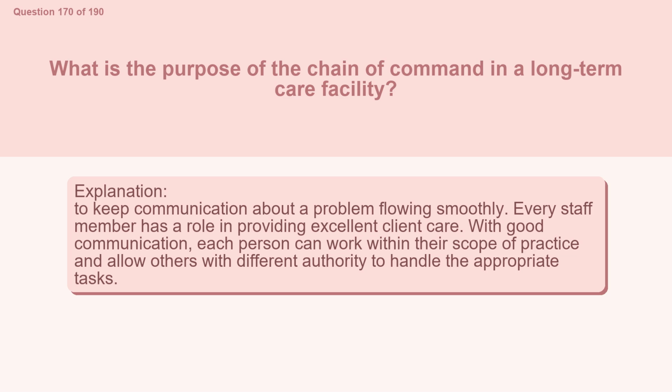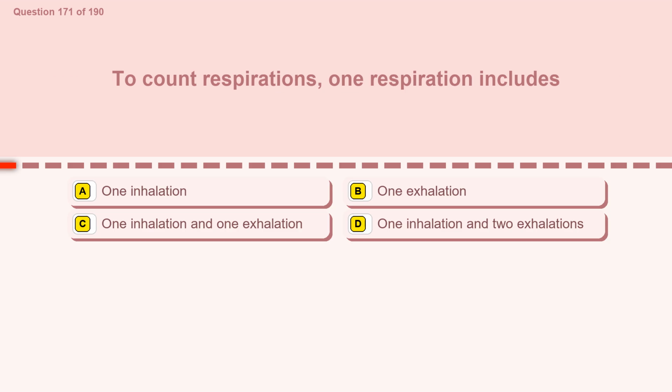Every staff member has a role in providing excellent client care. With good communication, each person can work within their scope of practice and allow others with different authority to handle the appropriate tasks. Question 171. To count respirations, one respiration includes: Option A. 1 inhalation. Option B. 1 exhalation. Option C. 1 inhalation and 1 exhalation. Option D. 1 inhalation and 2 exhalations.